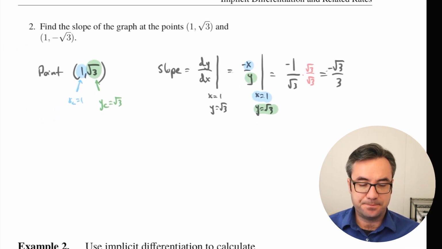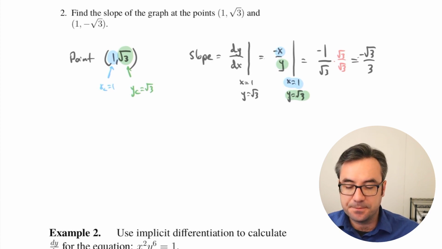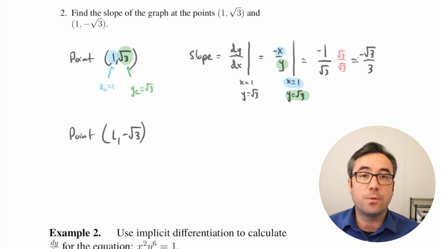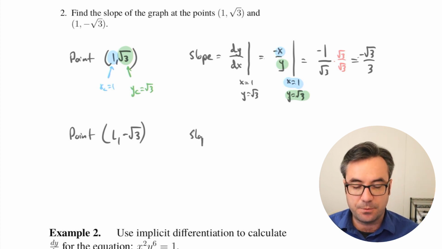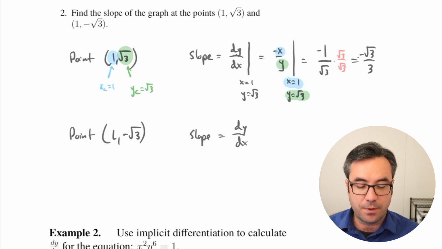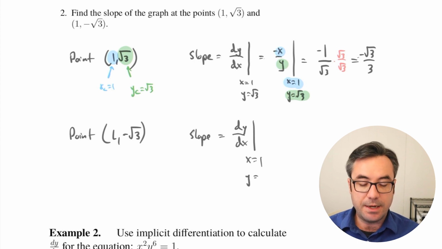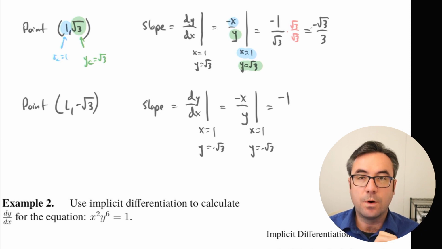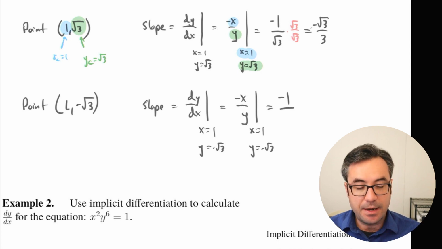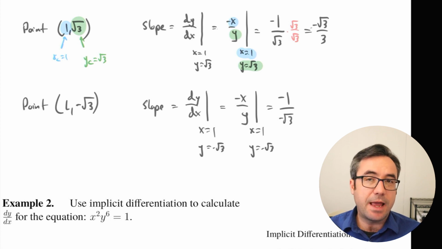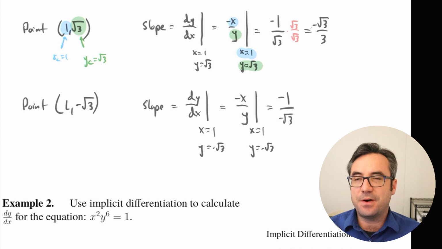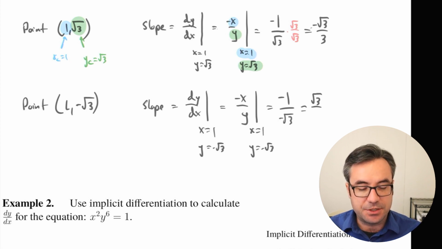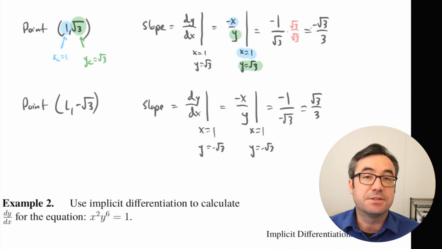All right, what about the other point? Well, the other point is 1 comma negative square root 3. And here the x-coordinate is 1, but the y-coordinate is negative square root 3. So the way we're going to figure out the slope in this case is we're still going to evaluate that same derivative formula, but now we're going to be plugging in x equals 1 and y equal to negative square root 3. And so when I plug 1 in for x, I'm still going to get the negative 1 up there on top, and then negative square root 3 on the bottom. And the negatives are going to cancel, so it's a double negative, so this just ends up being positive. And then if I wanted to rationalize the same way, we could simplify this to just square root 3 over 3. So this has a positive slope, essentially.